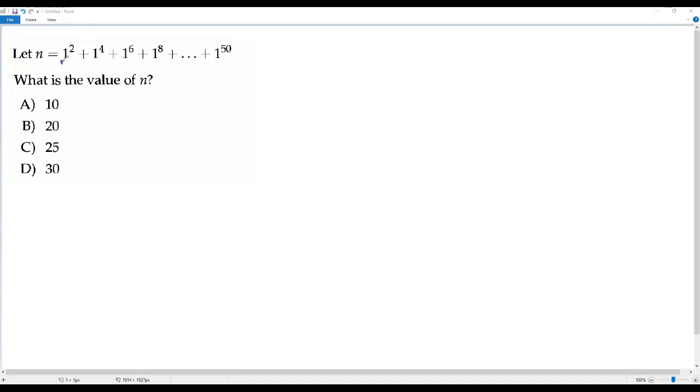Actually n is equal to a number series, and we have to evaluate the value of this series. Let me write 1 squared as it is, and 1 to the 4th power, 1 to the 6th power, and 1 to the 8th power, and it keeps going up to 1 to the 50th power. Now let's consider each term in the given series. Each term is 1 raised to some power. When we raise 1 to any power, it's still equal to 1. So the value of 1 squared is 1, the value of 1 to the 4th power is 1, the value of 1 to the 6th power is 1. That is, 1 raised to any power is still equal to 1.